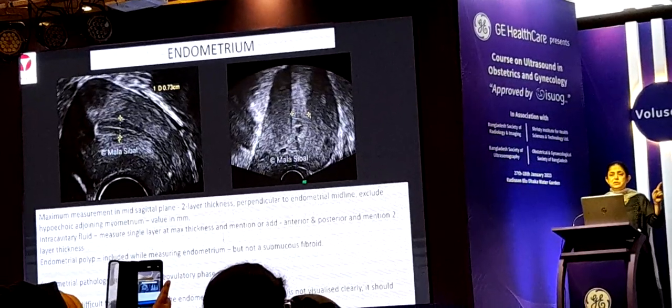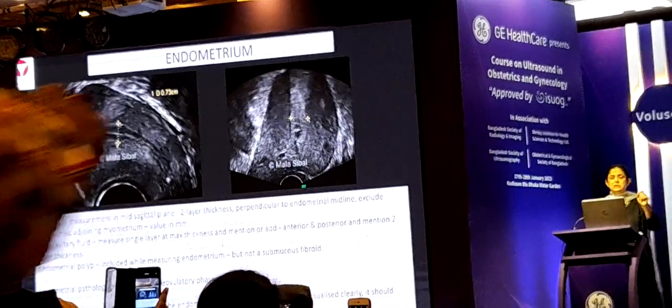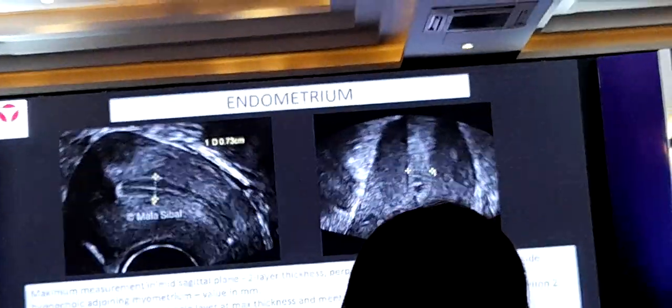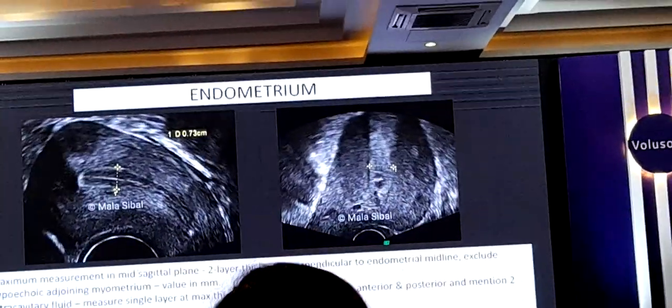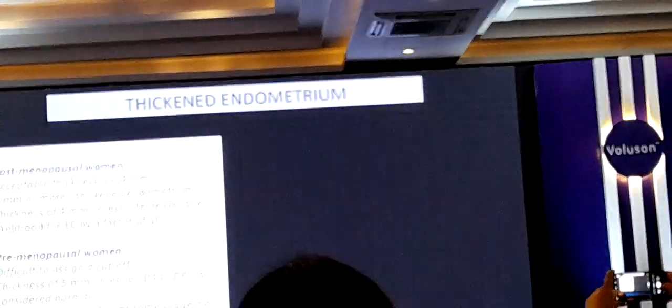Remember, your reports must have credibility. If you say an endometrium is normal, it should be normal. If you say there is a polyp, there should be a polyp. And if you cannot see properly, honestly mention in your report that it could not be assessed properly.